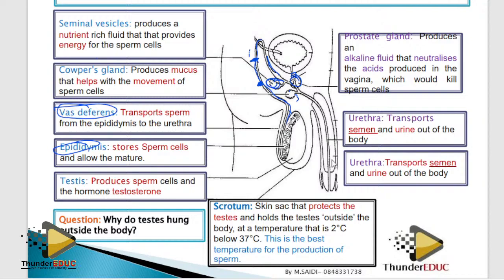If you are coming from the penis side, the first gland is the Cowper's gland, the second gland is the prostate gland, and then the last gland is the seminal vesicle. That's how you can identify it. So I think I'm done with that. Please don't make mistakes when it comes to that. Okay, let's go to the next one.